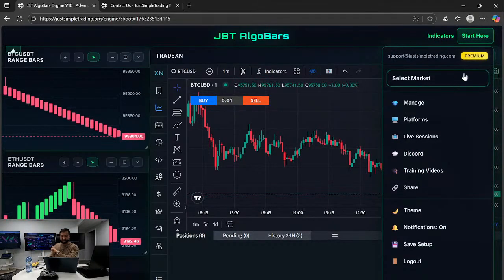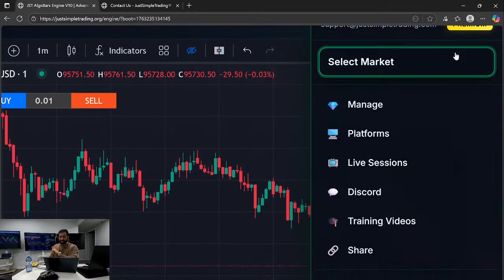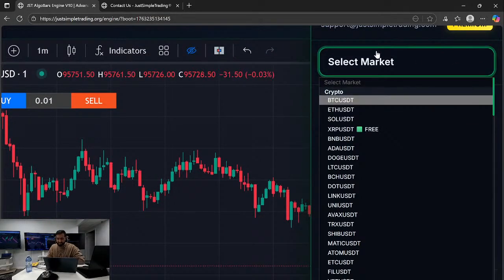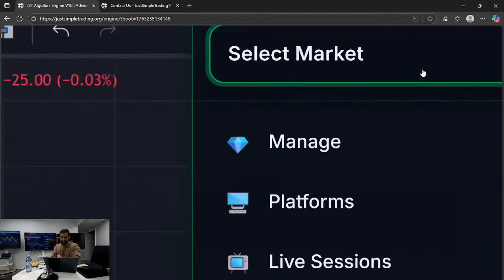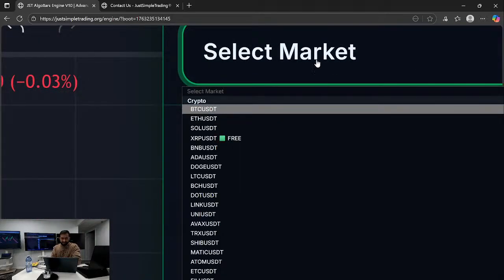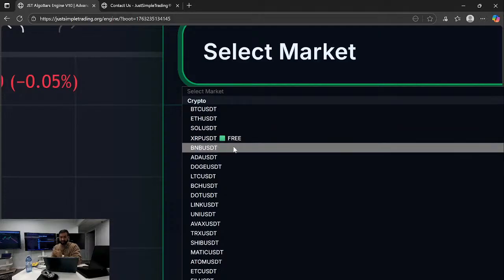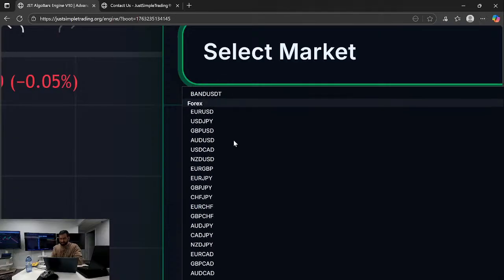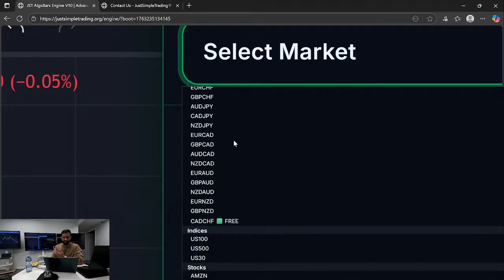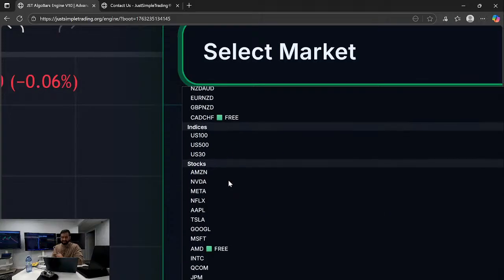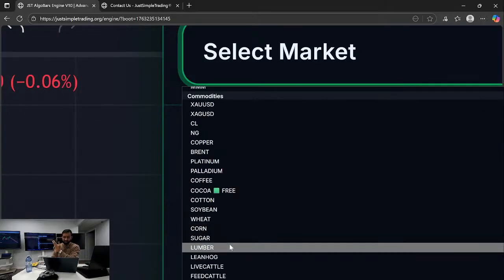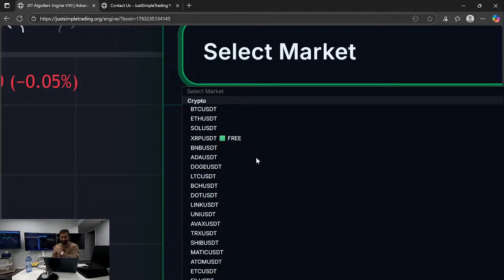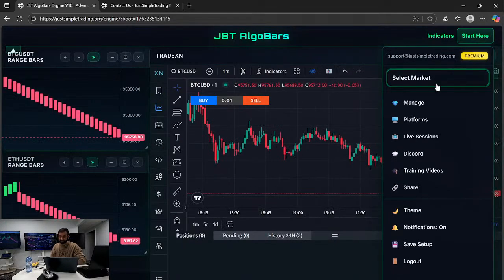So if I click start here, and then we go to select market, check this out. We used to get complaints all the time. I want to trade this. I want to trade that. The range bars don't have this. They don't have that. Guess what? Now it does. So if we go right here, you can see you got BTC, ETH, Solana. We got Solana now. ADA, Doge, Litecoin, whatever. Now under Forex, we got a huge list of all different Forex pairs. We got indices, we got stocks, we even got all sorts of commodities. All right, there we go. So you guys have access to all these markets.